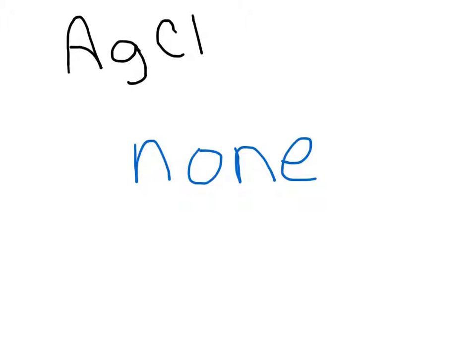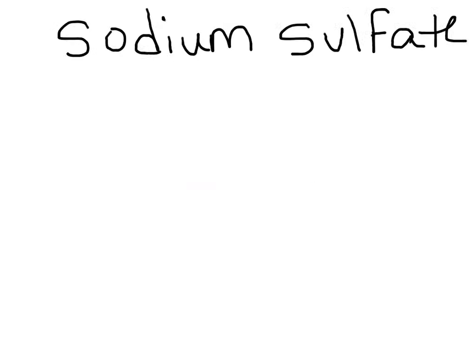If you look at silver chloride, you have a rule for chlorine that says that chlorine is soluble except with silver, lead, and mercury. And so the silver chloride compound would be insoluble, would not come apart in the water. And so you can just tell me that you would have no ions present.